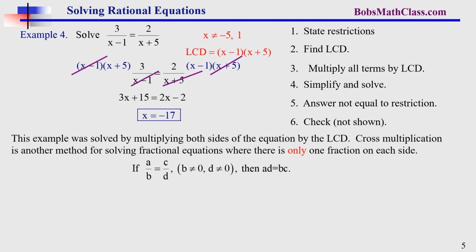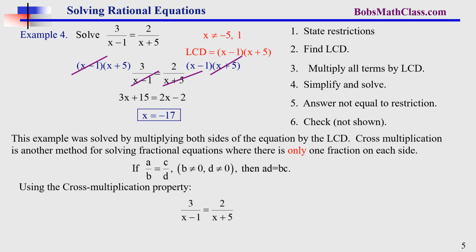Another way of doing this problem is by cross multiplying. What we did on this problem is we solved by multiplying both sides of the equation by the LCD. Cross multiplication is where you multiply the top number on the left fraction times the bottom number of the right fraction, and then you put an equal sign, and then the top number of the right fraction times the bottom number of the left fraction. Hope I said that right. Another way of saying it is the product of the means equals the product of the extremes.